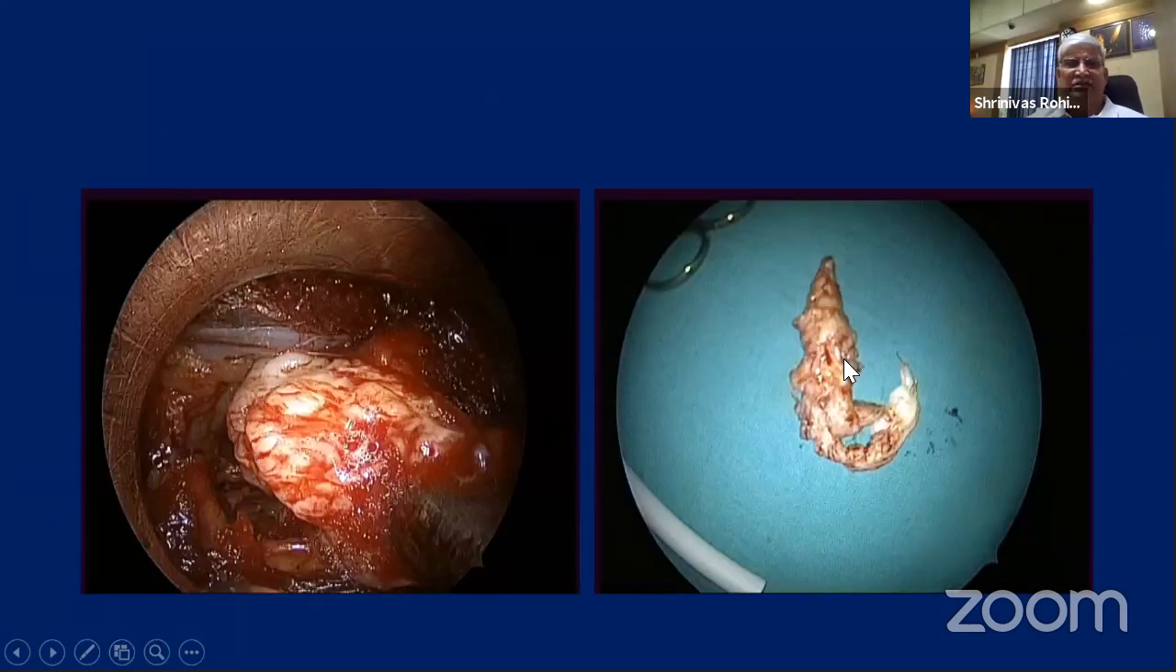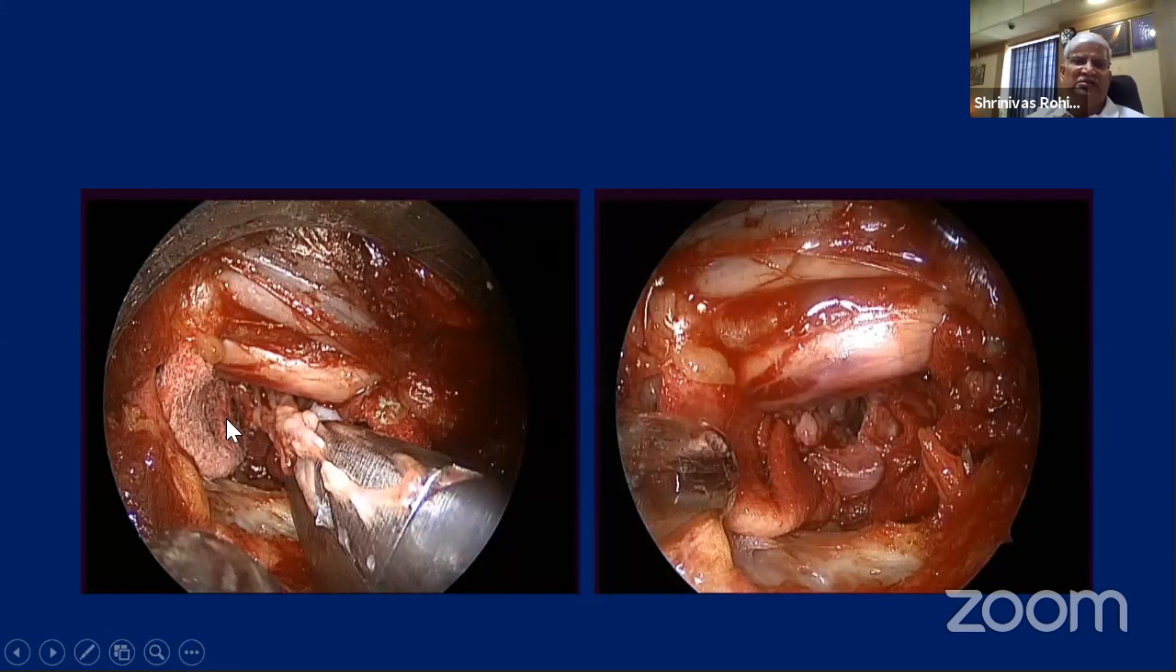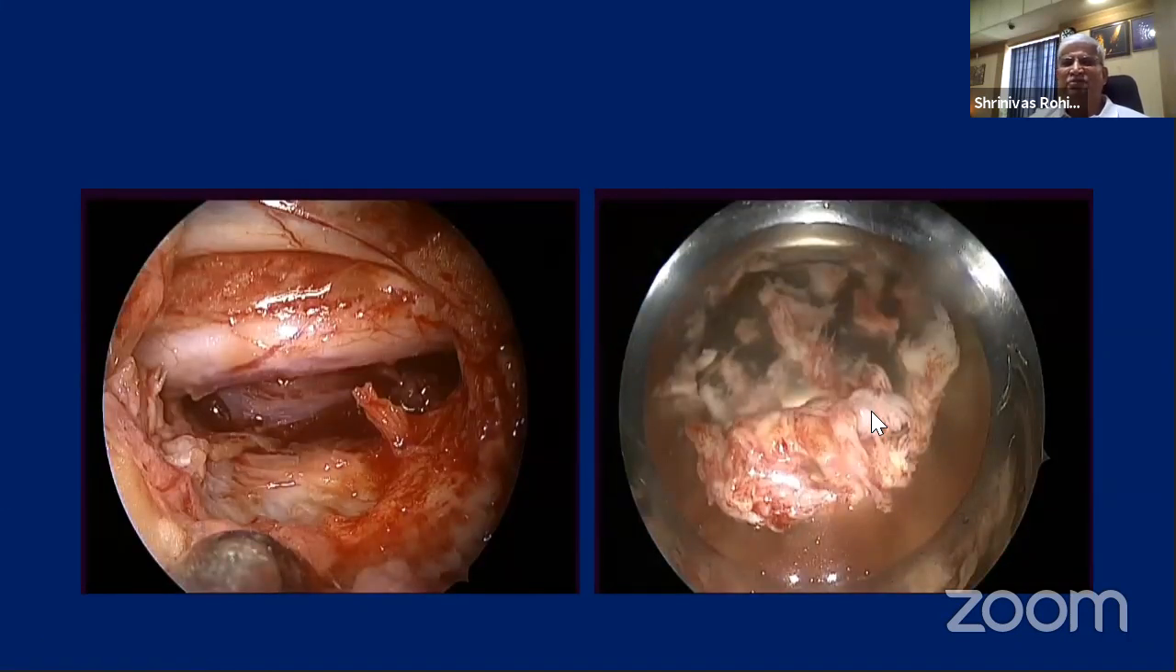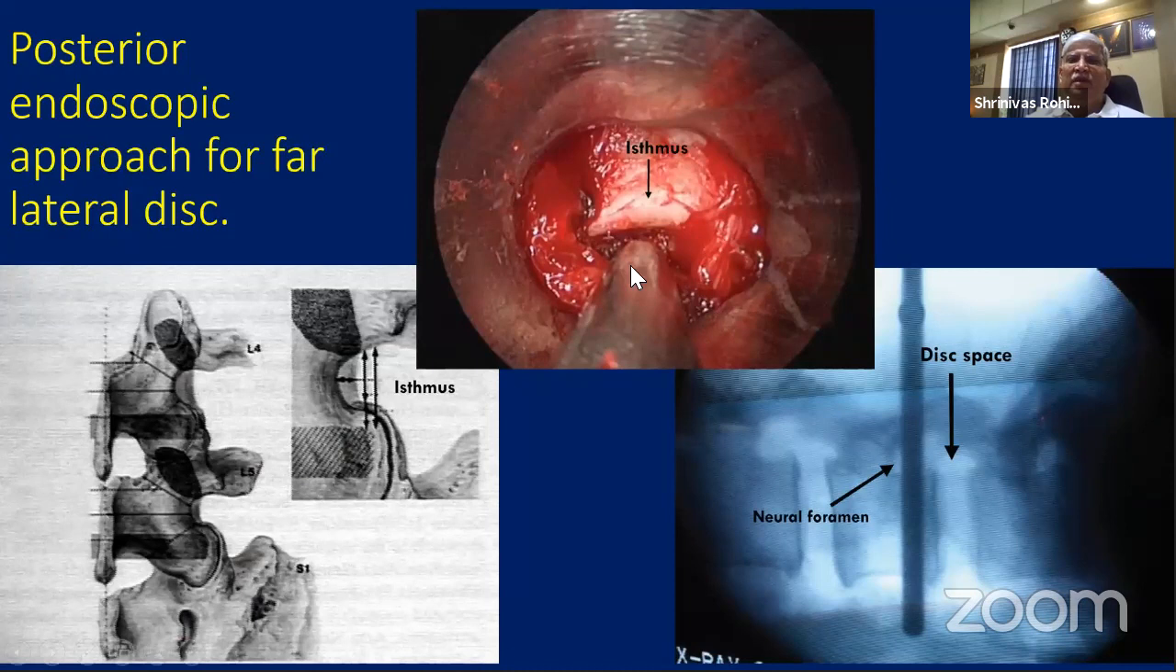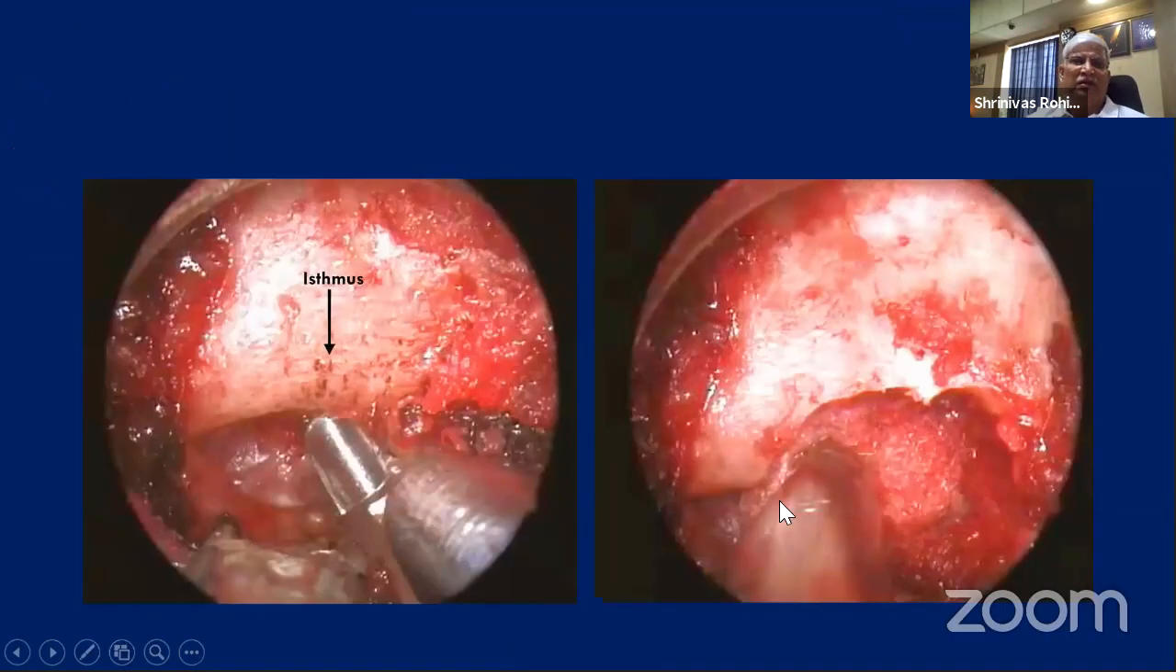This is the disc. And then disc inside the disc space, which is degenerated. This is the traversing route, completely decompressed route from the shoulder axilla going into the foramen after the discectomy. It's a lax route. Same thing can be used for the far lateral approach. This is the isthmus. We go through the neural foramen, isthmus. We remove part of the isthmus.